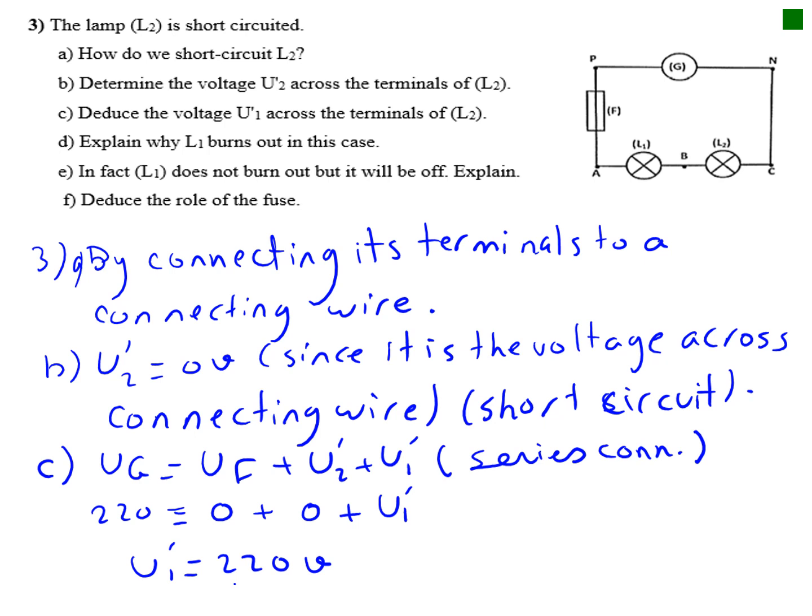3. The lamp L2 is short circuited. How do we short circuit L2? By connecting its terminals to a connecting wire. B. Determine the voltage U'2 across lamp 2. U'2 is equal to 0 volt since it is the voltage across a connecting wire, since it is short circuited.